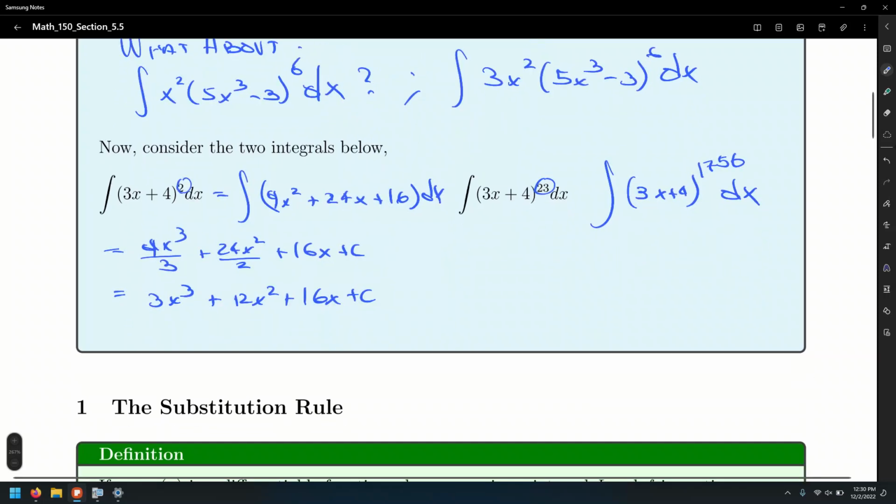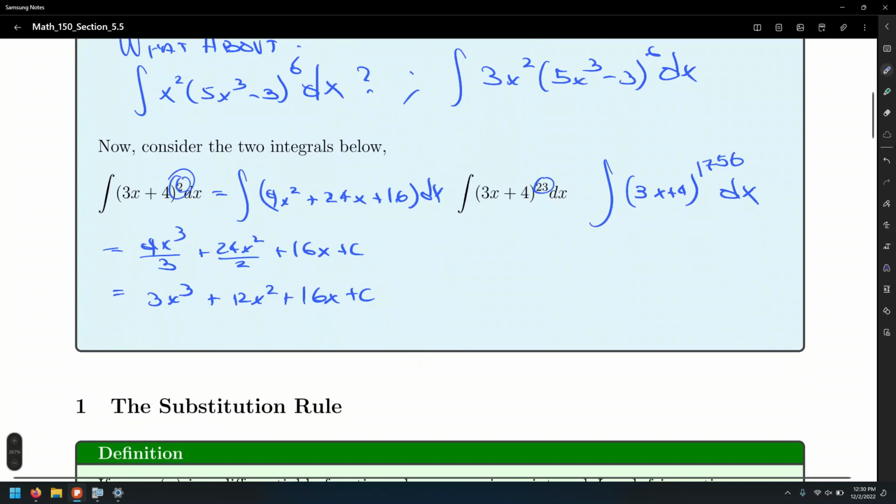All right? So again, this one is okay to do, to expand the binomial and integrate three terms. That's fine. That's not that bad. However, with larger powers, and also when we have radicals or other kinds of functions, that's just not possible to do. So let's define the substitution rule in this case.